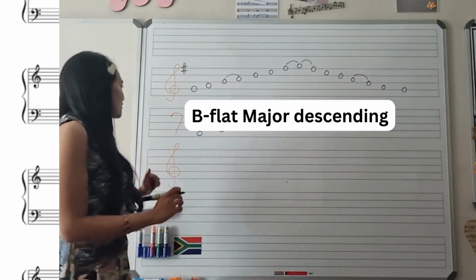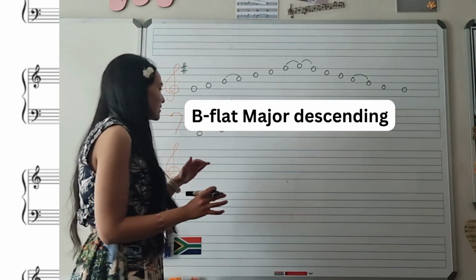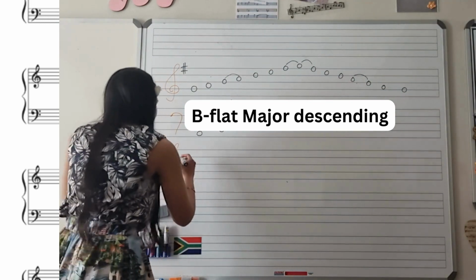Then lastly we have B flat major. This will be in the treble clef descending. So make sure of that. Don't write it ascending, write it descending, because you will lose marks if you don't pay attention to the question.